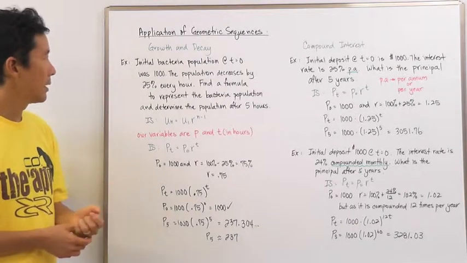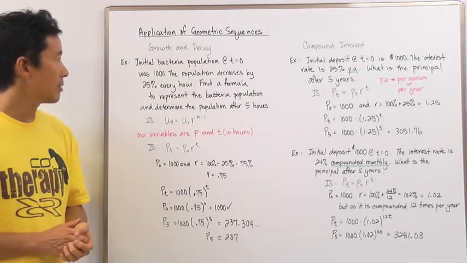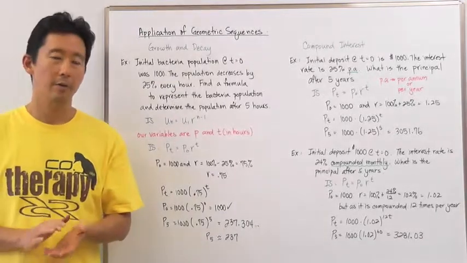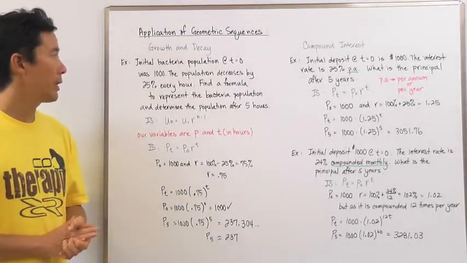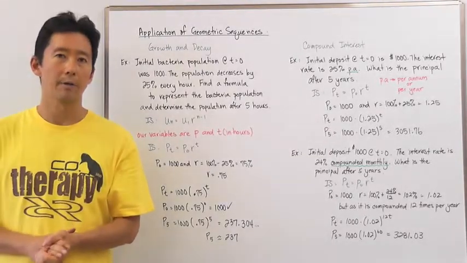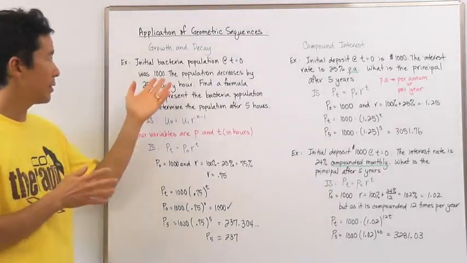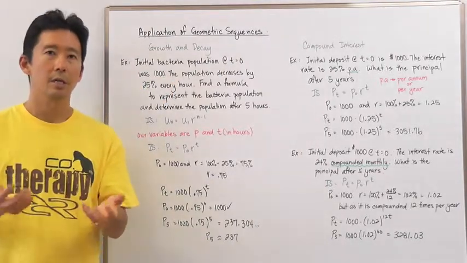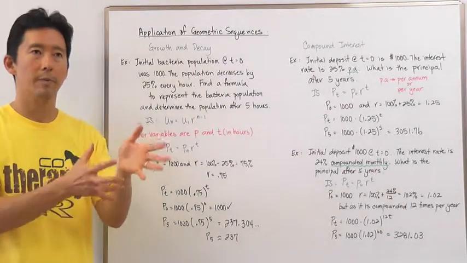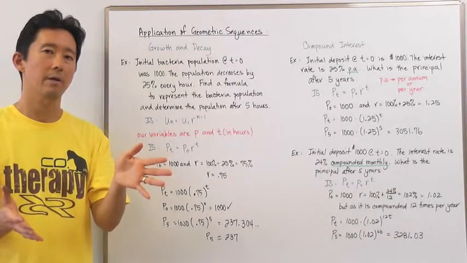Here's our example. Let's say we have an initial bacterial population at time equals 0 of 1,000. Now the population decreases by 25% every hour. We want to find a formula to represent the bacterial population and determine the population after 5 hours. If you think about it, if we start off with 1,000, then we're going to decrease by 1/4 every time. So decrease by 1/4, decrease by 1/4, which means that we're multiplying each of the terms in the sequence by 3/4 to get the next subsequent value of the sequence.